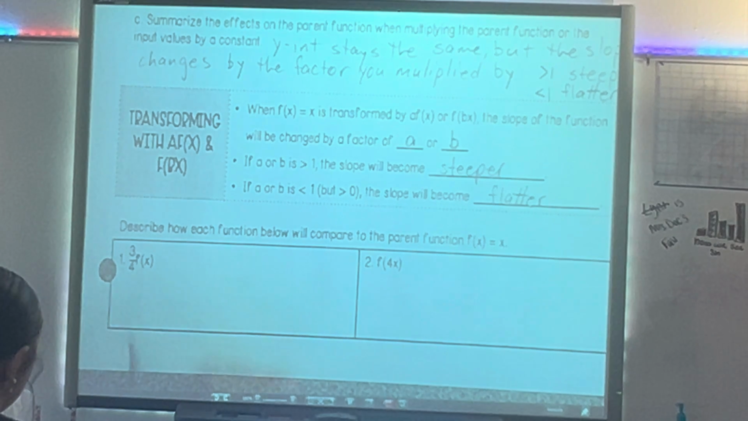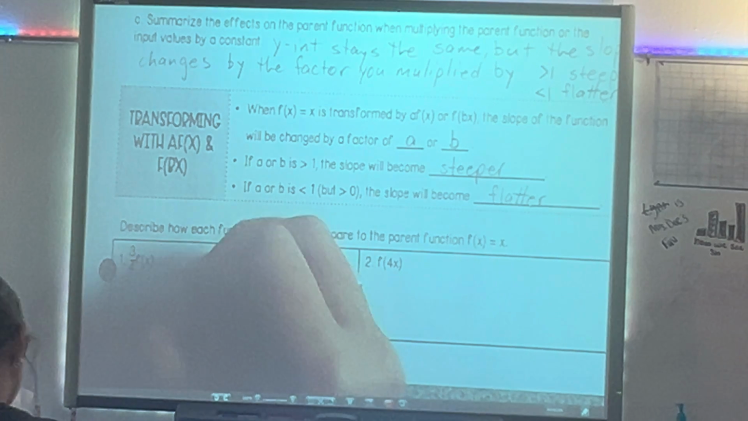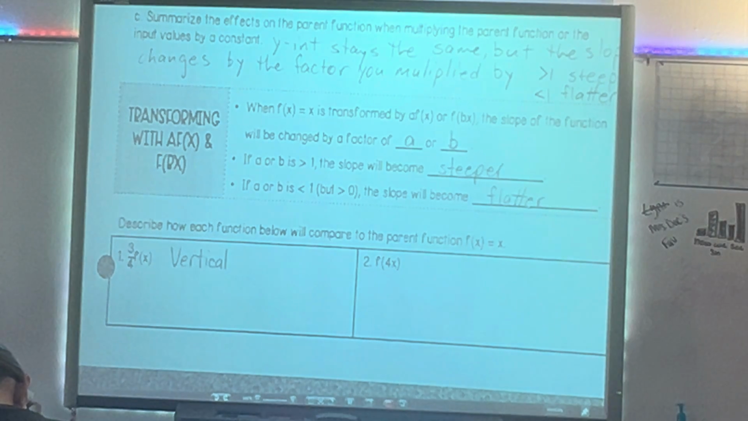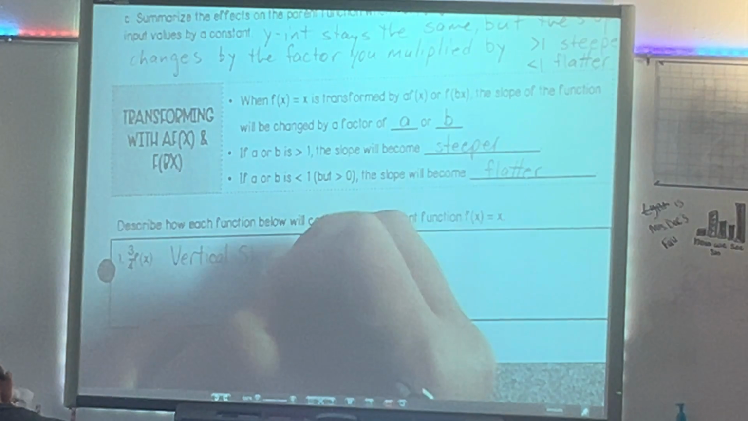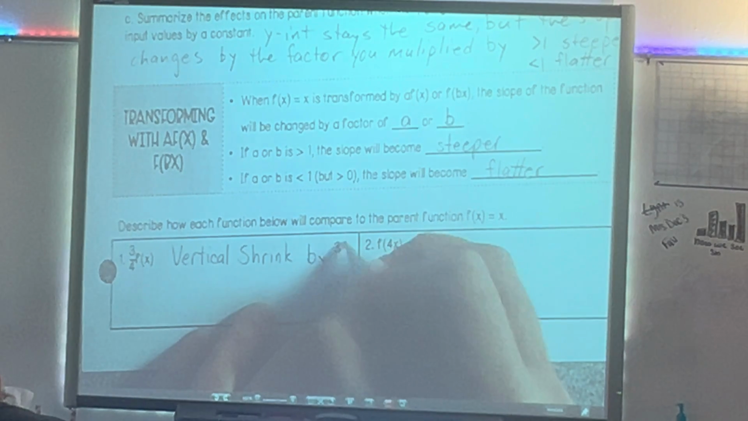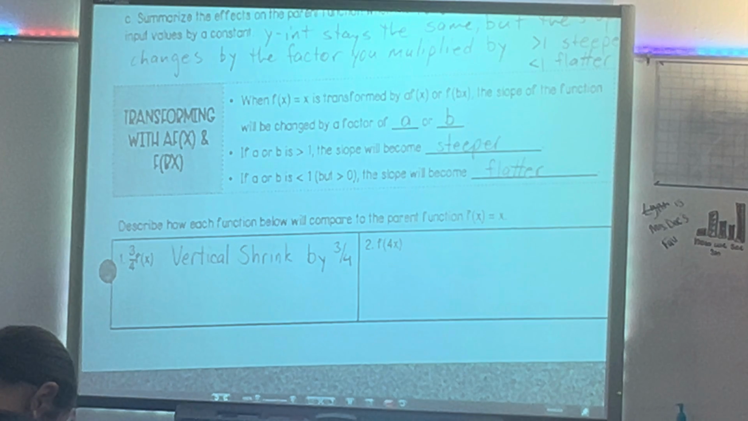Alright, so this one right here, we notice this 3/4, it is on the outside. Are we okay there? Yes? Okay, so it is on the outside, so we're going to call this a vertical. Is it more than 1 or less than 1? Less than 1, so it's a shrink by 3/4. A lot of times, if you saw that on a test, they would probably use the word compression. I like the word shrink, but they mean the same thing. And they may say by a factor of 3/4. I'm not going to make you write all that out.